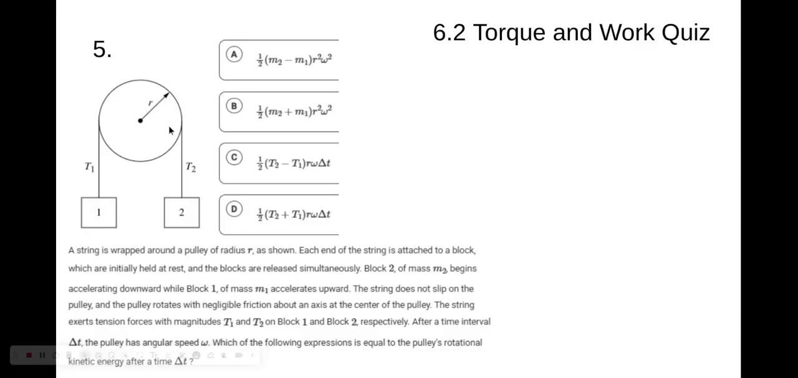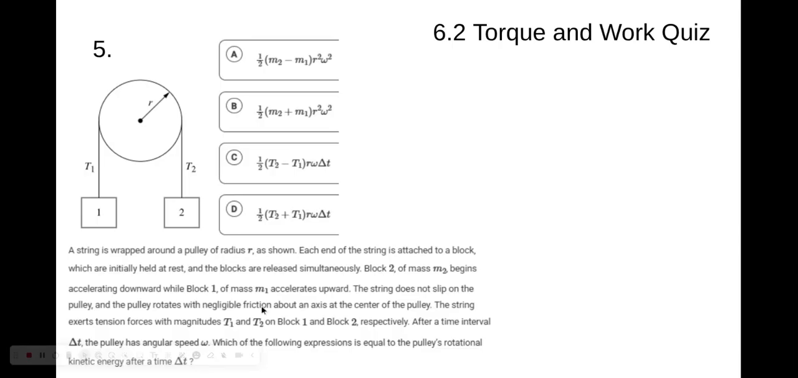So it's telling us basically to ignore complications. The string exerts a tension force of magnitude T1 and T2. So even though these are T's, this represents a force, okay? After a time interval of some time, the pulley has an angular speed of omega. Which of the following expressions is equal to the pulley's rotational kinetic energy after time has passed? Well, kinetic energy is 1/2 the moment of inertia times the angular velocity squared. So we're going to need to find some of these values, all right?